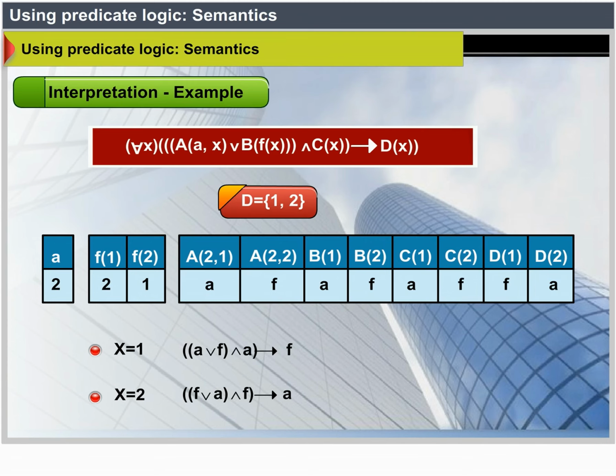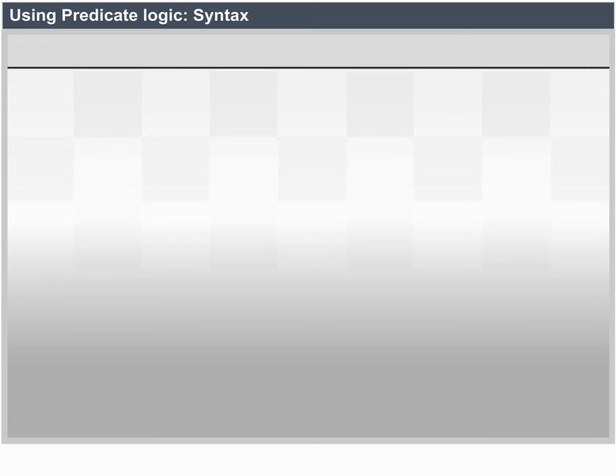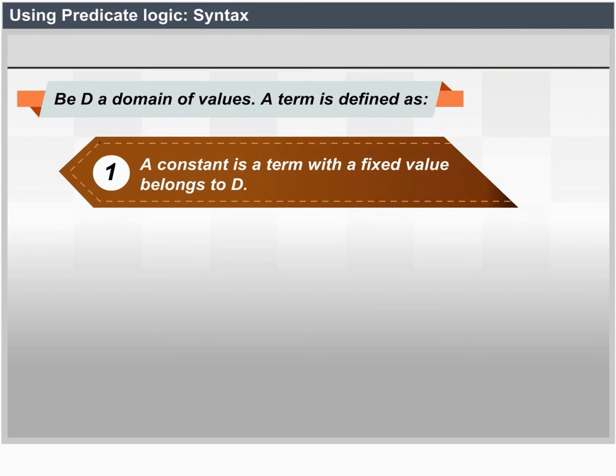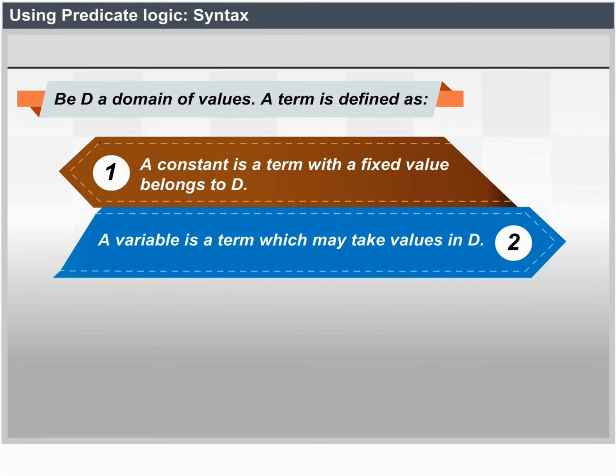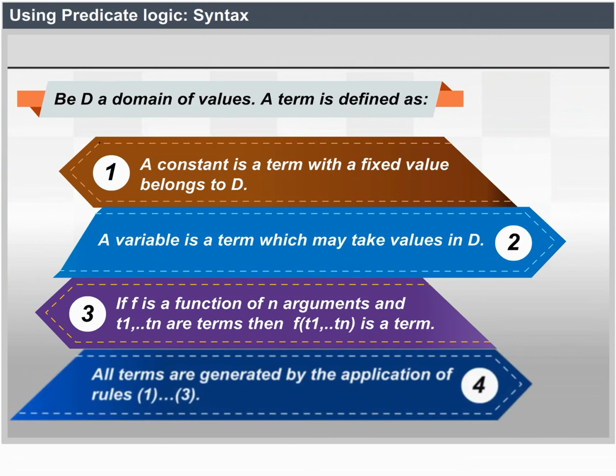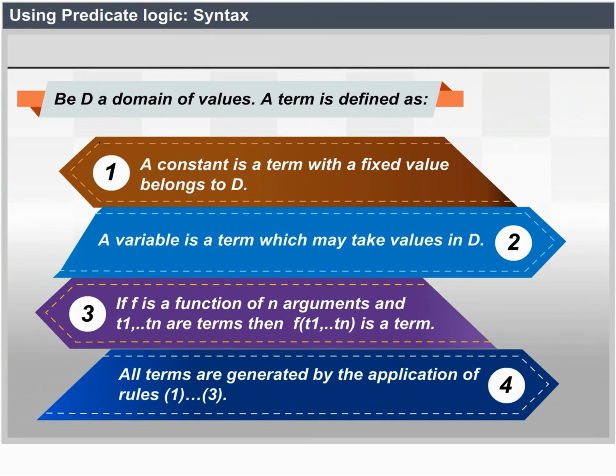Using predicate logic, syntax. Let D be a domain of values. A term is defined as follows. A constant is a term with fixed value belonging to D. A variable is a term which may take values in D. If f is a function of n arguments and t1 up to tn are terms, then f of t1 up to tn is a term. All terms are generated by the application of rules 1, 2, 3.